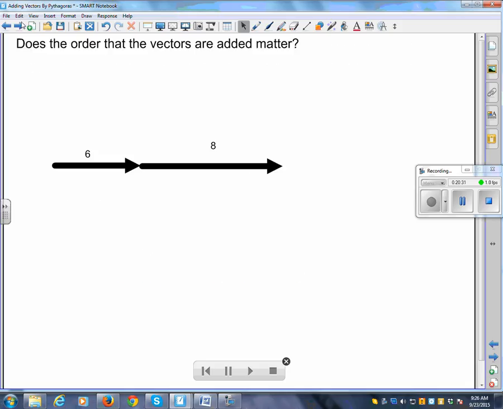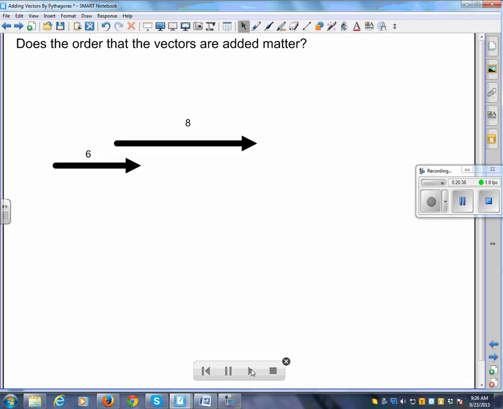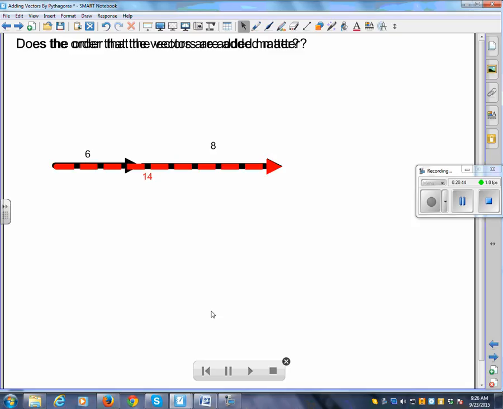Okay, does the order matter? I'll show you again. There's 8, there's 6 plus 8. What's it going to be? Surprise, surprise, it's 14. Does the order matter? No, the order doesn't matter.